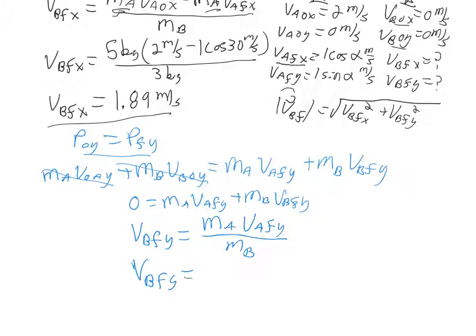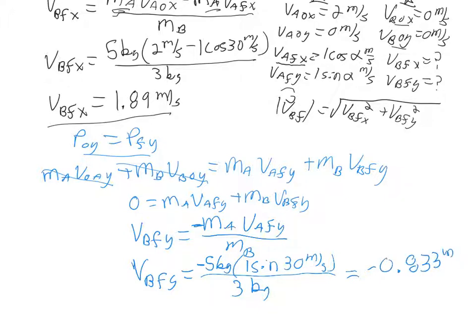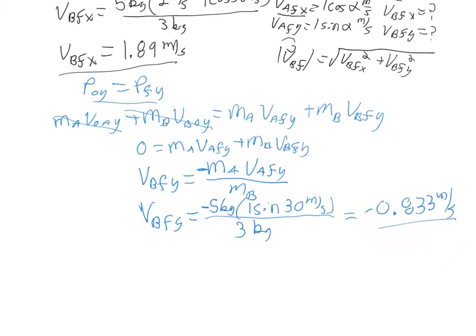So we can solve. Let's plug in our numbers. Mass of A is 5 kilograms. VA final was 1 sine 30 meters per second. And then mass of B is 3. Oh, boy, howdy. I missed. I moved this to the other side, so this should be negative. Oh, that was close. But the mass is 3 kilograms. So if we solve, VB final in the Y should come out to be equal to negative 0.833 meters per second. Now we can find our final velocity and our angle.